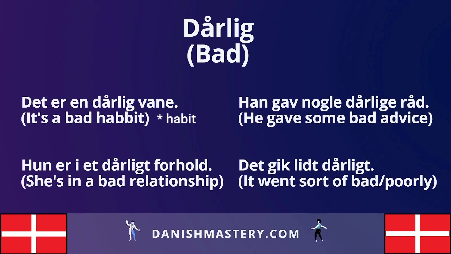Okay. So you could say, det er en dårlig vane. It's a bad habit. So it's en dårlig. No T, because this is en. Like en vane. So it's just regular form here. En dårlig vane. Exactly.